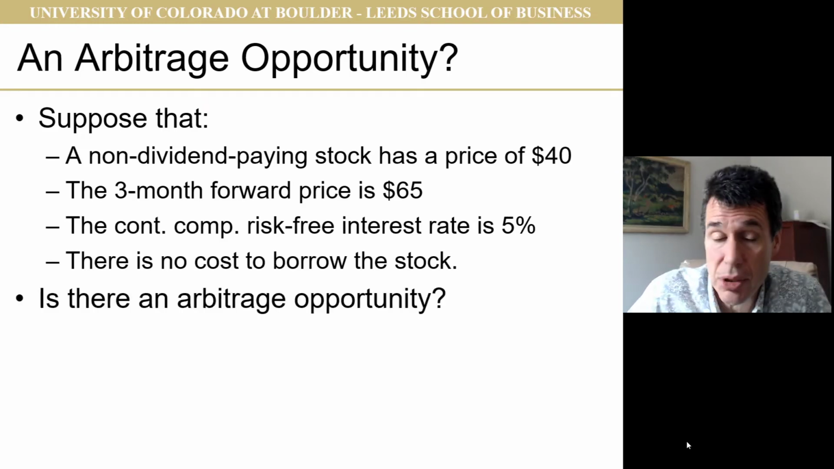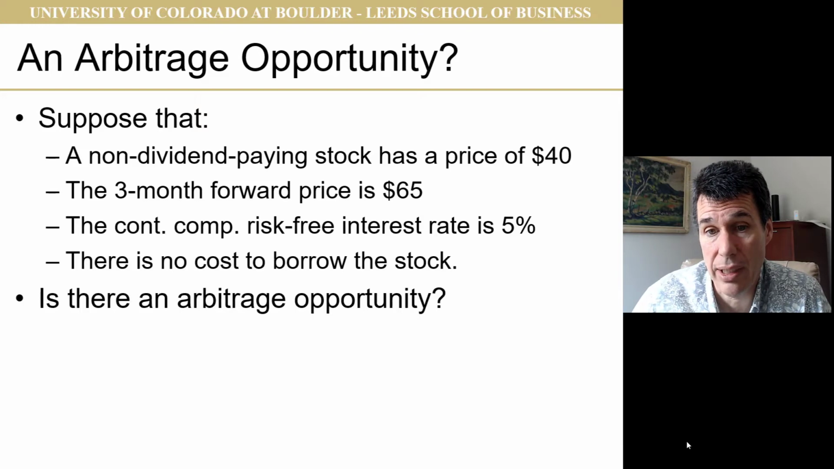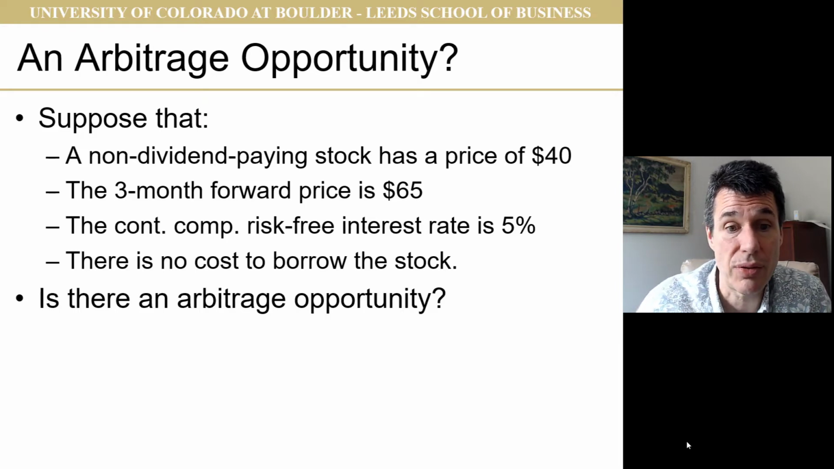So is there an arbitrage opportunity? That 65 seems really high compared to the forward. If I can trade a forward contract with a strike of 65 for no cost on a stock that's at 40, I'm going to trade. That forward price, the 65, seems really high. If some price is really high, I want to sell at that price. So I'm going to agree to sell the stock in 3 months at $65. So now I've entered into a forward contract.